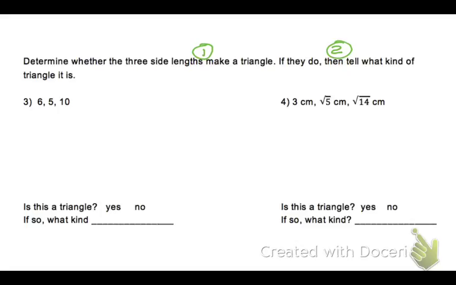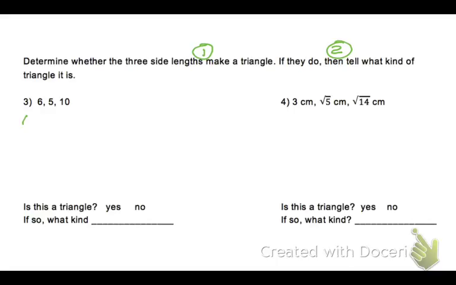In Algebra 2, they're going to mix a bunch of questions into the same instructions, so you need to be prepared to be able to recognize that. Okay, so for the triplet 6, 5, 10, let's decide whether or not it makes a triangle.